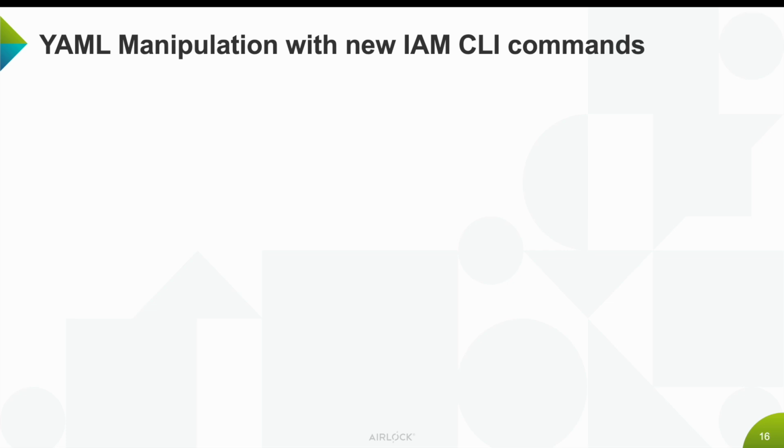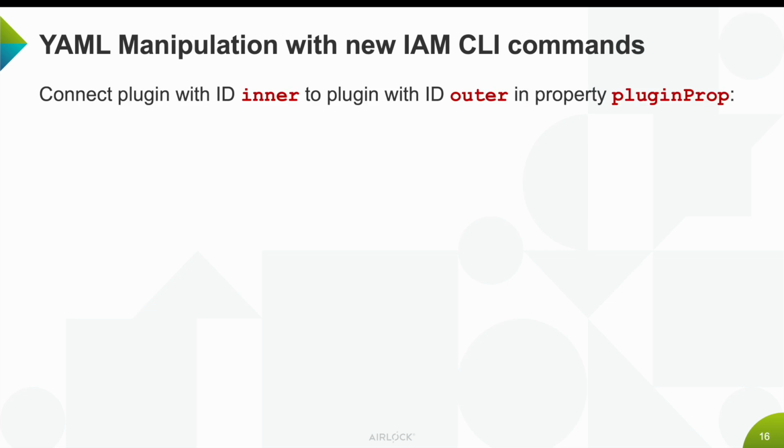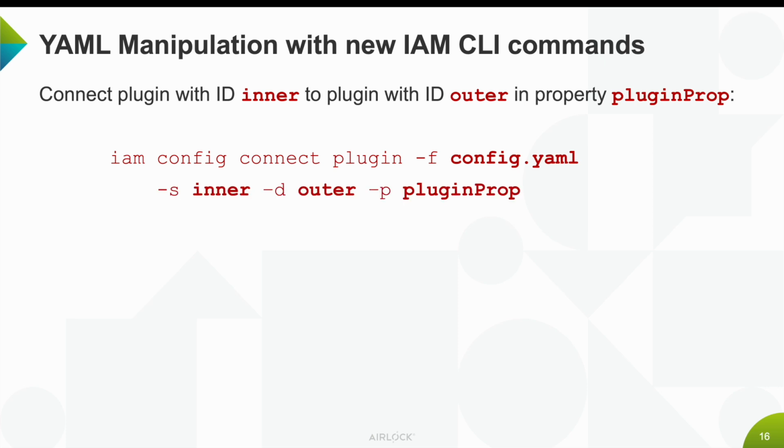But what about more complex stuff like this one? Like we have a plugin called inner, and we want to connect this plugin to a plugin property of a plugin called outer. To do that, there's a config CLI in IAM, which is called IAM config connect-plugin. And we could do what I just said by specifying the source. It's the ID inner, the source plugin, the target plugin or destination plugin minus the outer. And then we have to specify to what plugin property to add the plugin.